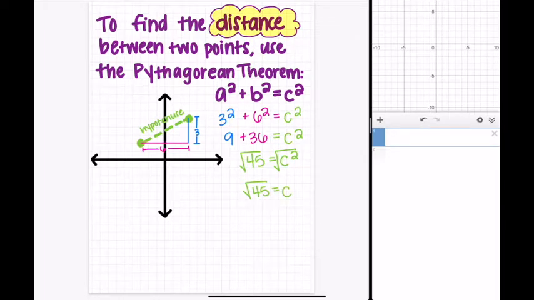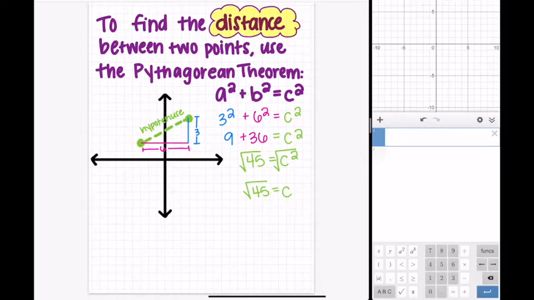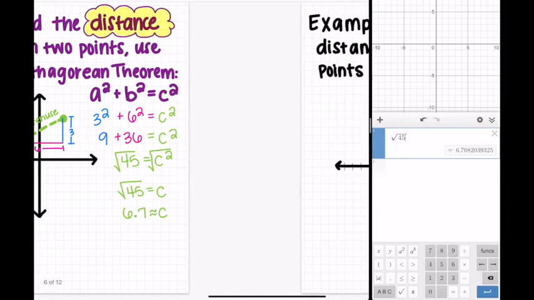Now we can approximate that, and we're going to round to the nearest tenth by finding the square root of 45, which is about 6.7. All right, let's do a couple more examples.